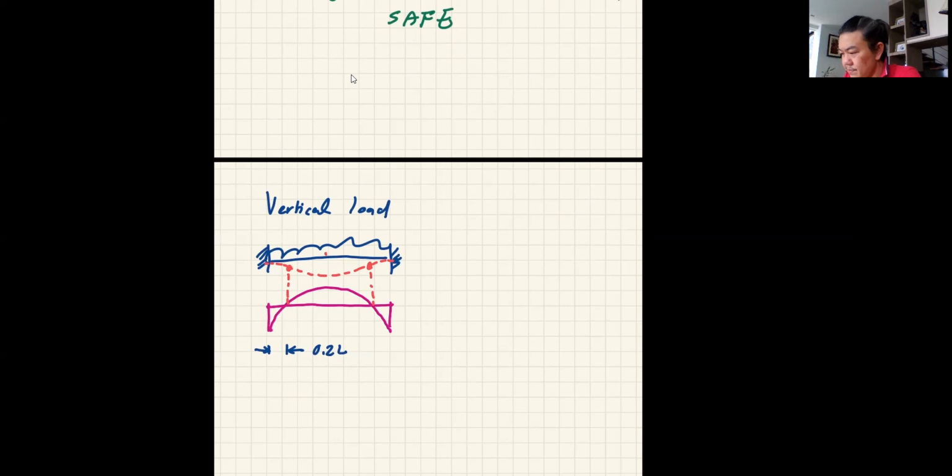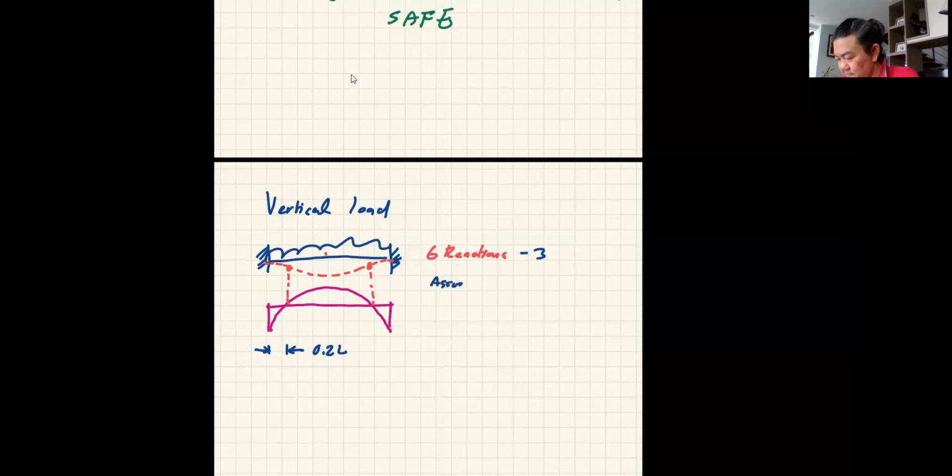Now, this structure has 6 reactions, right? Now, you minus 3, because you have the 3 basic equilibrium equations. You have 3 left. Now you assume 2 hinges. And now you know sigma fx, ignore 1 axial force. Then that's it. You can solve the structure.